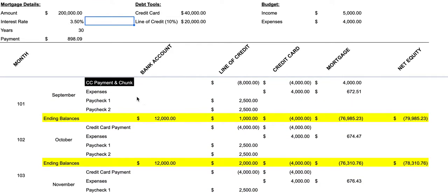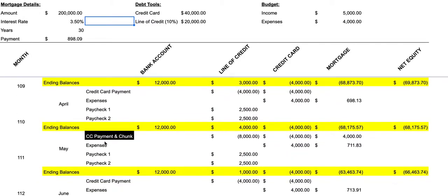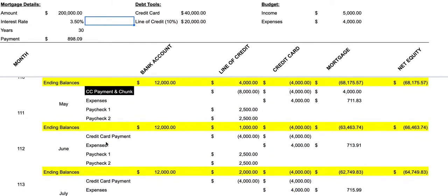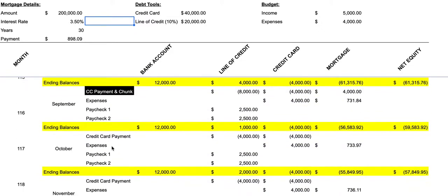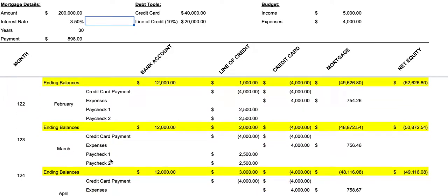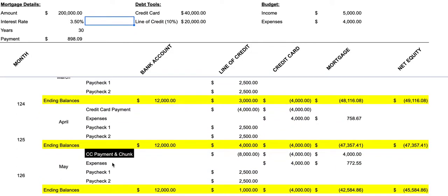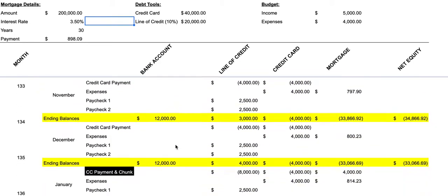So every 4 months, there's a chunk. So 1, 2, 3, 4 chunk. 1, 2, 3, 4 chunk. You see, so that's how it's going to go.